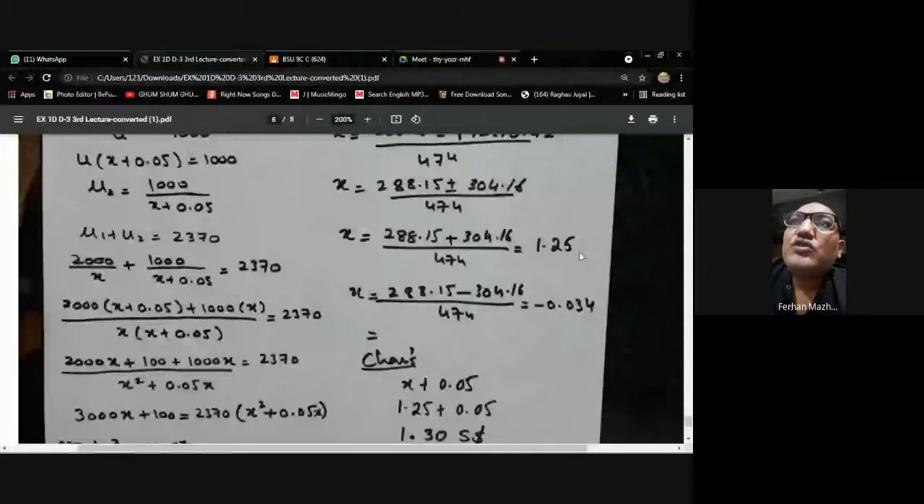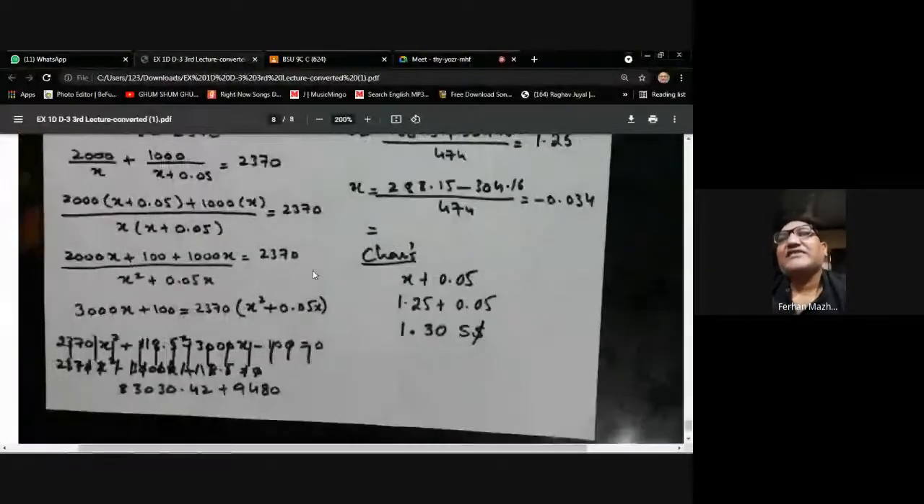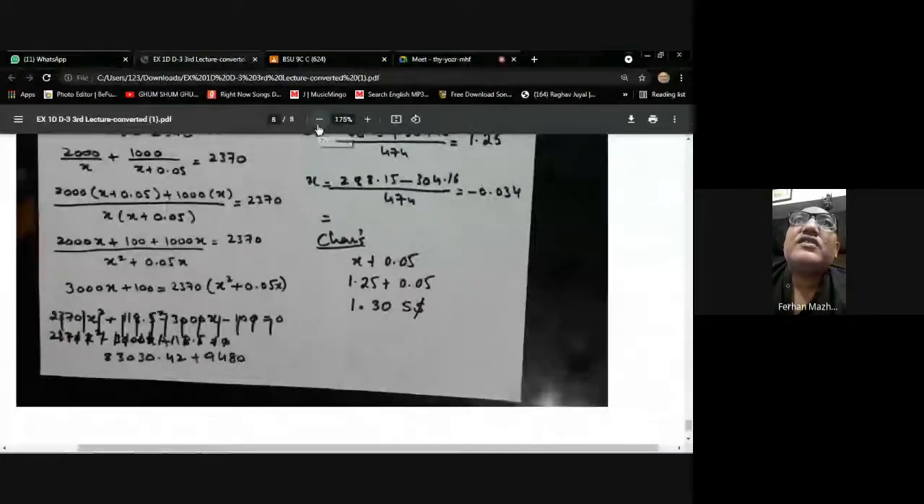So at Chan's, whatever the name is, a money exchange, the rate was that US dollar $1 equals X plus 0.05 Singapore dollar. So put the value of X here: 1.25 plus 0.05 will give you 1.30 Singapore dollar. So it means $1 equals 1.30 Singapore dollars. So this question is about the money exchange. Hopefully you have understood.